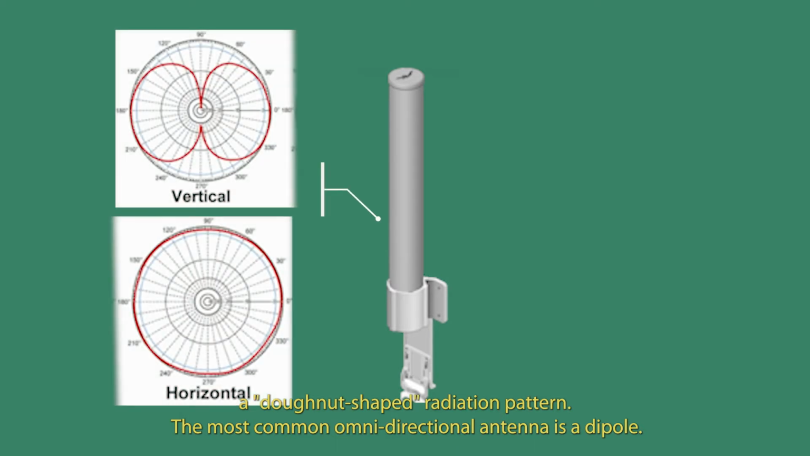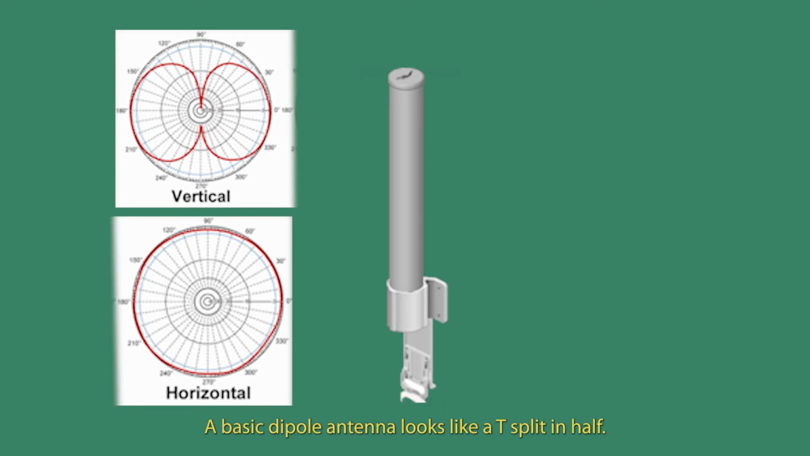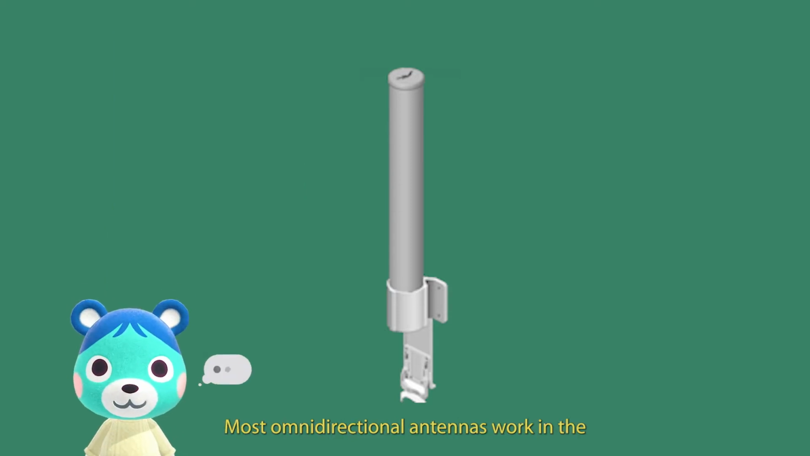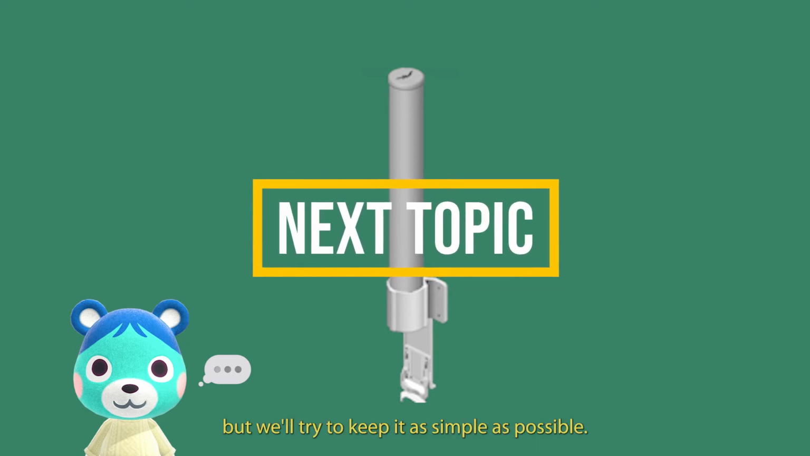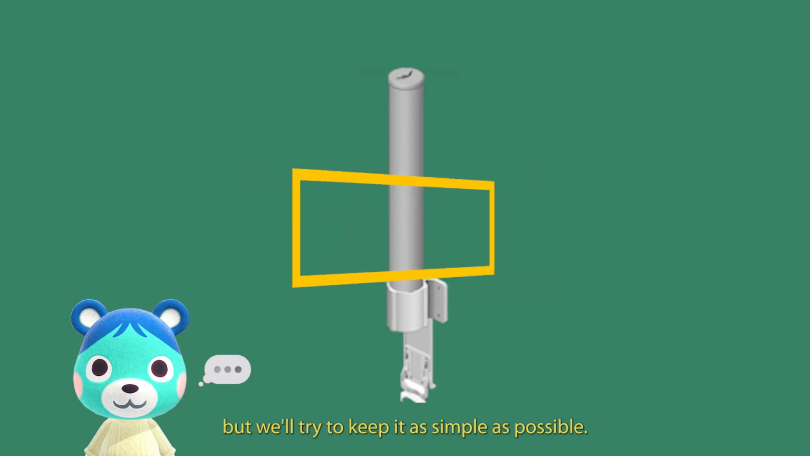The most common omnidirectional antenna is a dipole. A basic dipole antenna looks like a T split in half. A common example of a dipole is the rabbit ear television antenna. Most omnidirectional antennas work in the same way as a dipole. So to understand how they work, we will discuss how a basic dipole works. The following explanation may get a bit technical, but we will try to keep it as simple as possible.